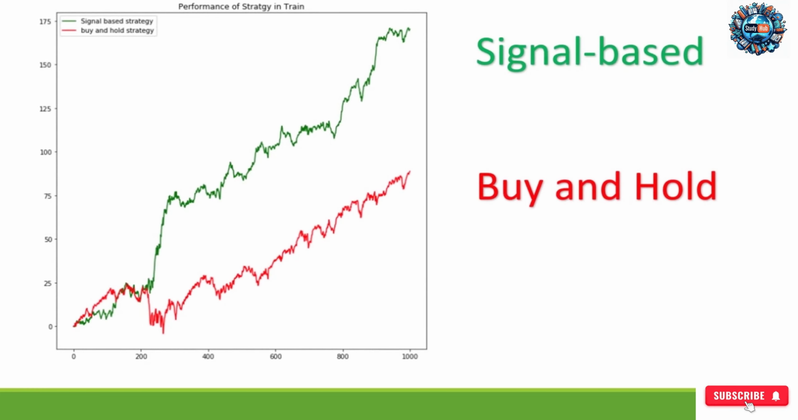Then we can compare the performance of this strategy, which we call the signal-based strategy, with a passive strategy, which we call the buy and hold strategy, which is to buy 1 share of SPY initially and hold for 1,000 days. We can see from the plot, the signal-based strategy outperforms the buy and hold strategy.